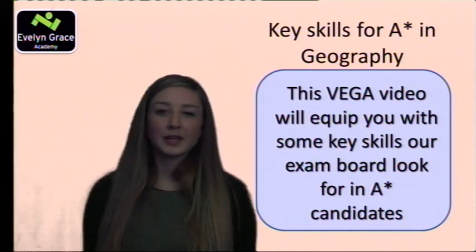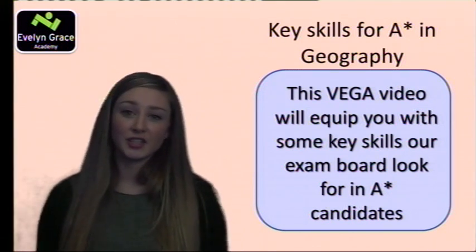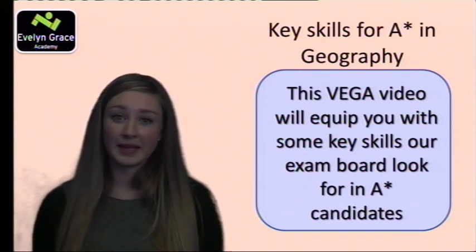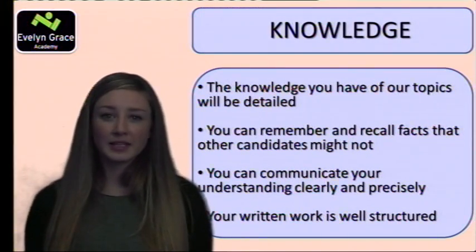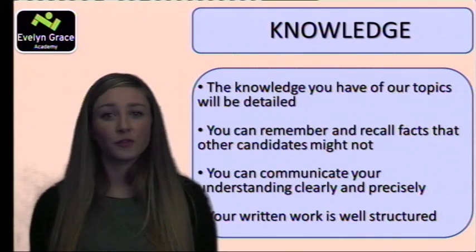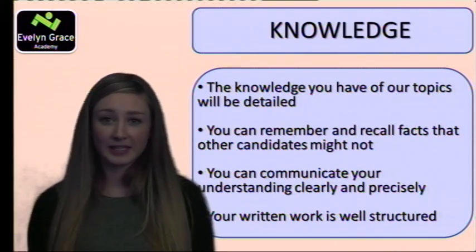This geography video is about how to achieve an A star in GCSE geography for the OCR B exam board. In terms of knowledge, you need to make sure you have a really detailed knowledge of all of the topics, both for the thematic paper and also for the SDME paper.